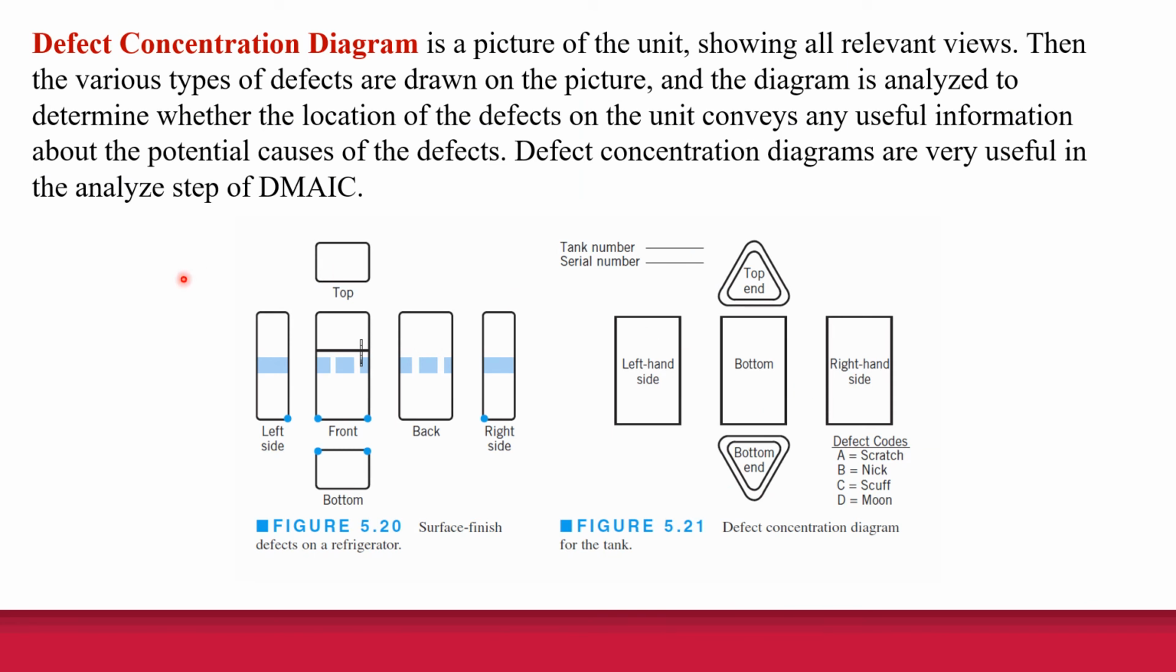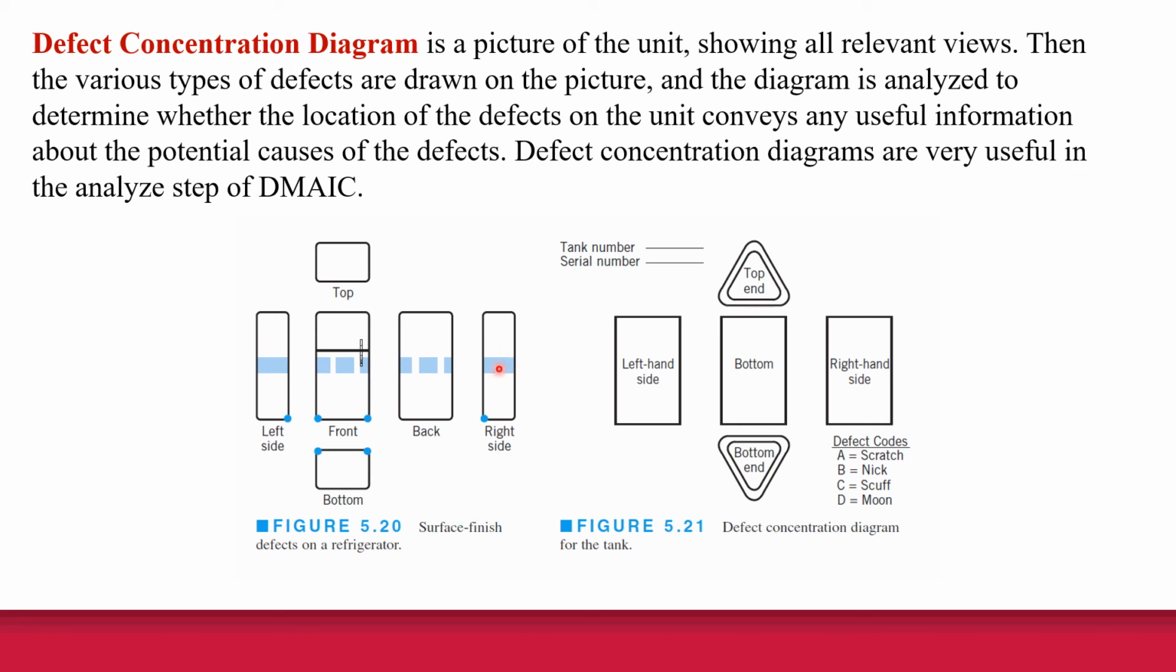Another chart that's often used is what's known as the defect concentration diagram. This is actually like a three-dimensional view laid out on a two-dimensional chart. It shows all the relevant views. So, for example, if this was a car, you would have the front. This looks like a refrigerator, so this is a refrigerator. You have the front of the refrigerator, the top, the left side, the right side, back side, bottom of the refrigerator, and then you list your defects on the actual diagrams.